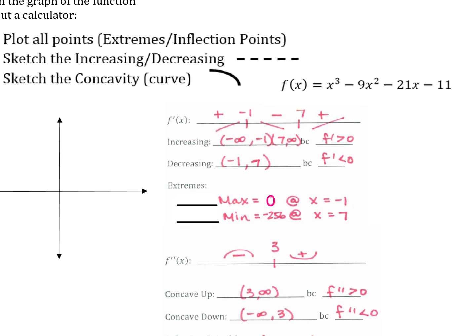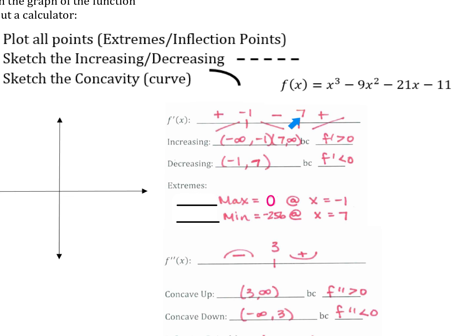So here we have the answers. At negative 1 and 7, our first derivative is equal to 0. At negative 1, we switch from positive to negative slope. That means we have a maximum at negative 1. To figure out that y value, you'd plug in negative 1 for x, and you get 0.